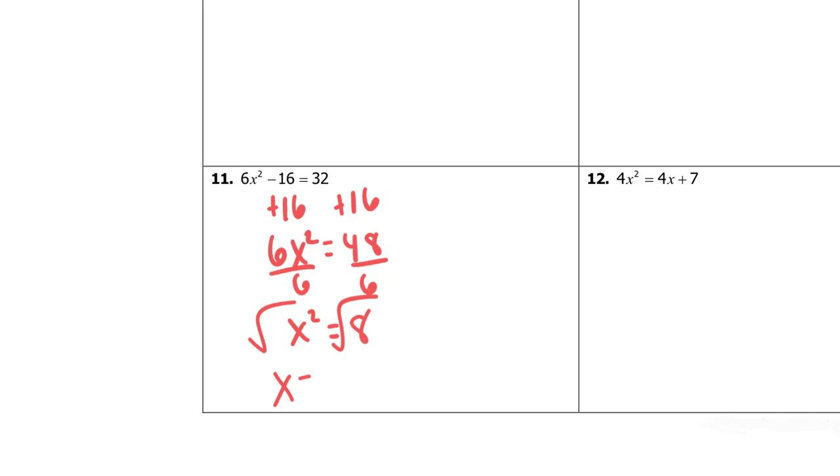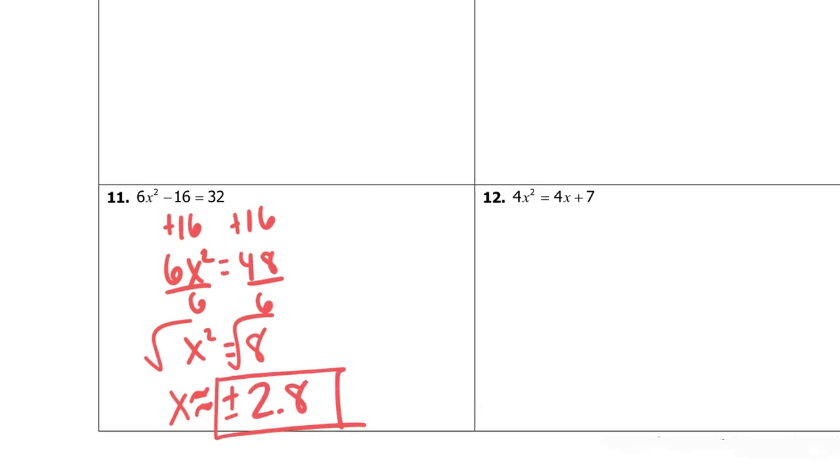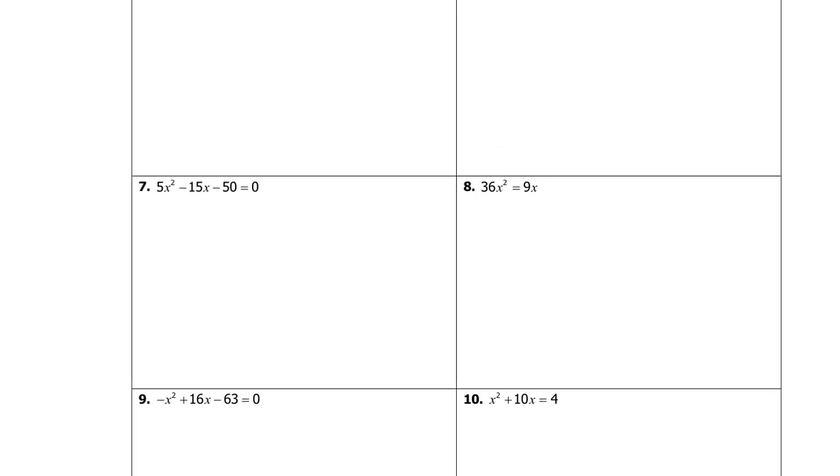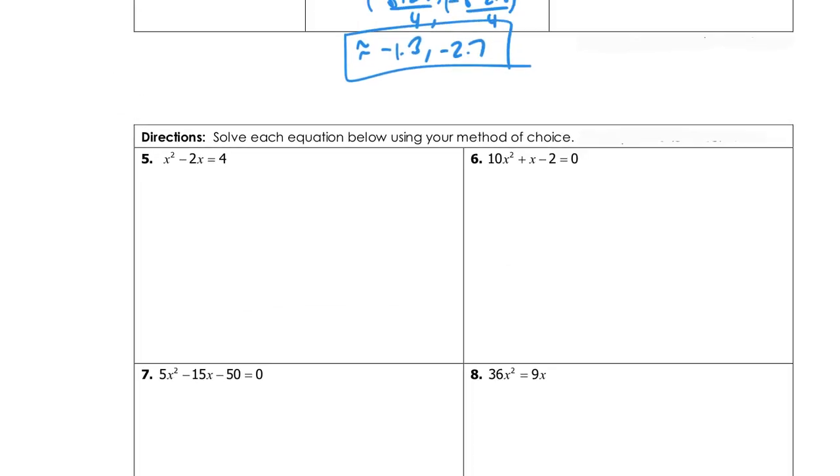So you get x equals plus or minus, and we're actually approximating that. So the square root of 8 is, hold on one second, square root 8, about, oh yeah, we just did that, sorry. It's about 2.8. So the answer is plus or minus 2.8. Okay, none of the rest of these actually work for square roots, which is kind of sad because that's the easiest one. And again, they don't work because they all have an x term.